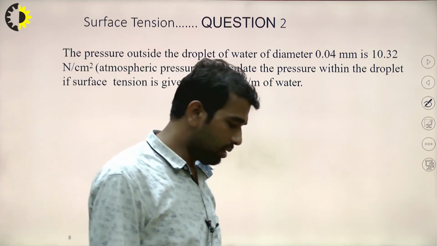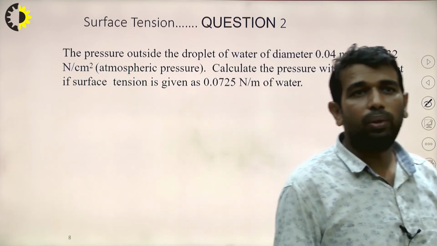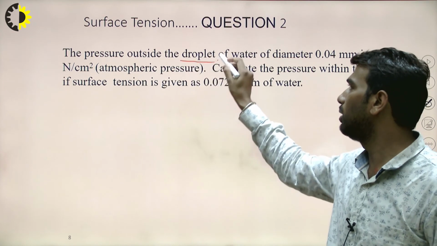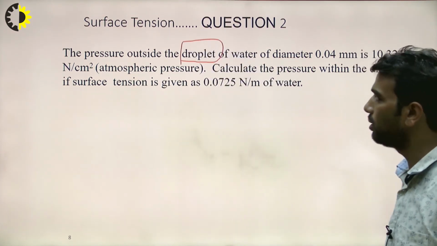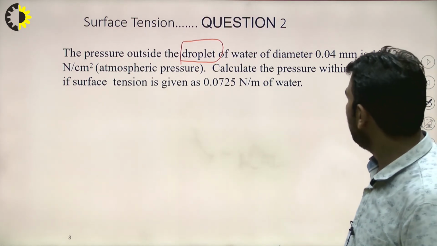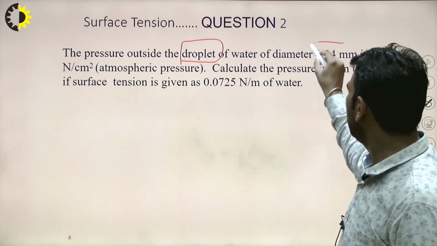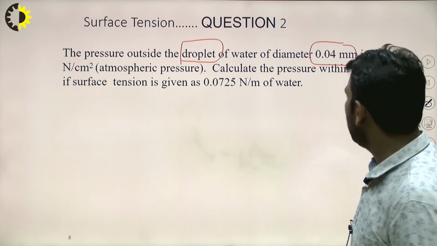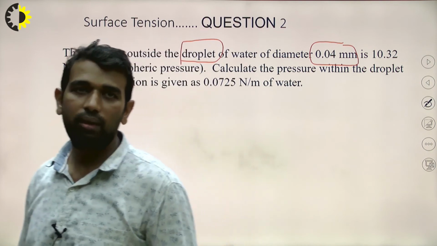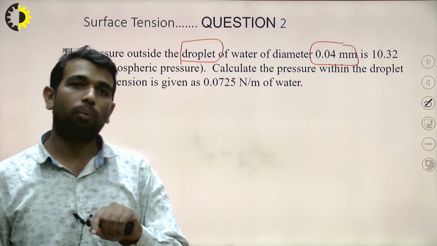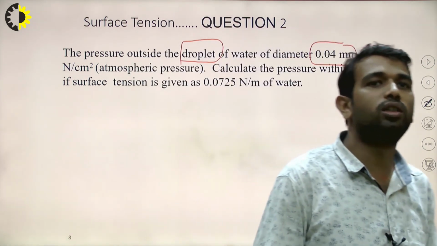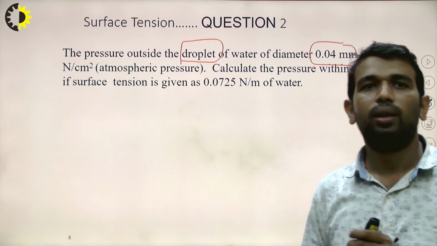Let's discuss this problem. Here we take the case of the droplet; the previous problem was for the bubble. The pressure outside a droplet of water of diameter 0.04 mm, which is very small, is 10.32 Newton per centimeter square, atmospheric. Calculate the pressure within the droplet if the surface tension given is 0.0725 Newton per meter for water.